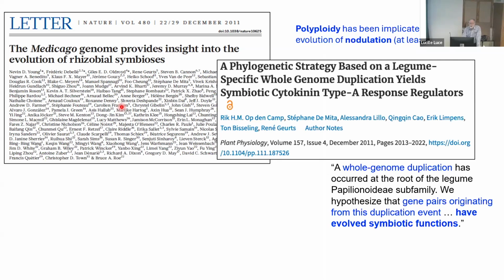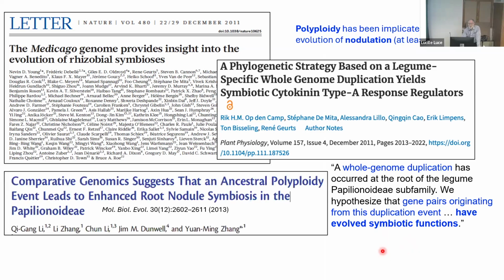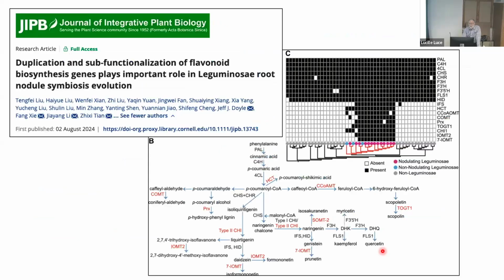About the same time, this paper from René Geurts and his group said a whole genome duplication has occurred at the root of the legume Papilionoideae. This is the bean-like subfamily of soybean and lupin and things like that. We hypothesize that gene pairs originating from this duplication event have evolved symbiotic functions. And then a couple of years later, another paper came out talking about how it may have led to enhanced root nodule symbiosis in the Papilionoideae, the bean-like legumes. And you see evidence of that.